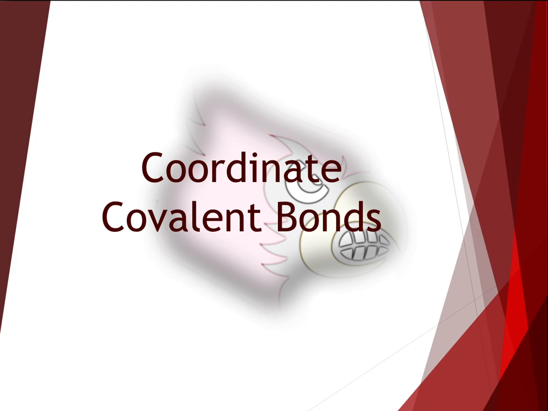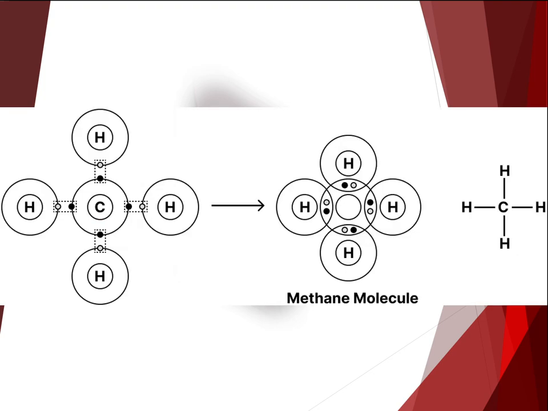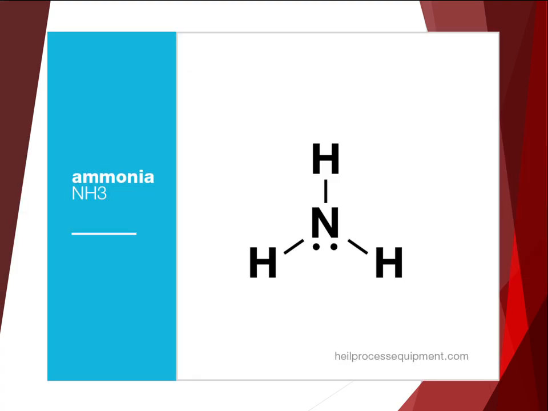Our first main idea today: coordinate covalent bonds. Covalent bonds form when an atom shares valence electrons with another atom. For example, in a molecule of methane, which is CH4 on the screen here, a carbon atom forms a single bond with each of 4 hydrogen atoms. Each single bond is made up of 1 electron from the carbon atom and 1 electron from a hydrogen atom.